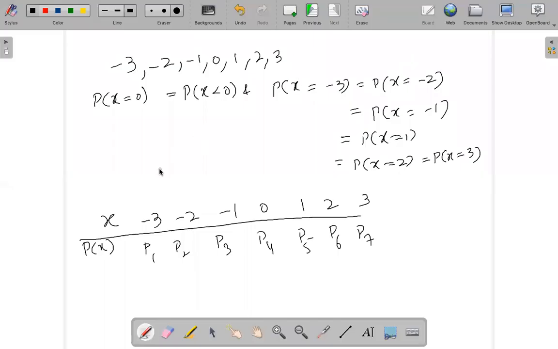Here we are being given x, which is minus 3, minus 2, minus 1, 0, 1, 2, 3, such that P of x equal to 0 is equal to P of x less than 0, and P of x equal to minus 3 is equal to minus 2, minus 1, and so on. You have to find the probability distribution. So let us consider P of x as p1, p2, p3, and so on.